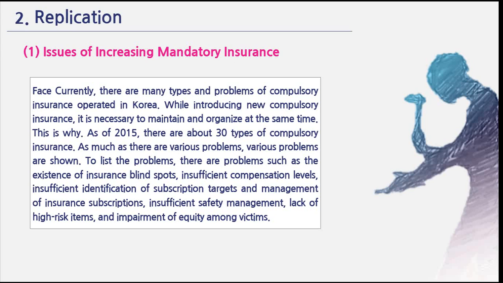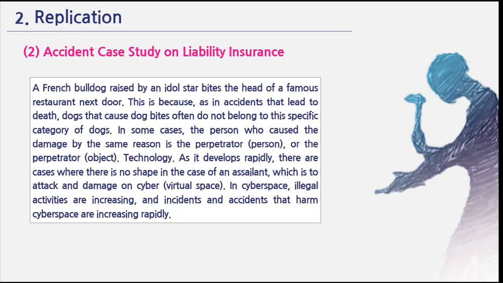As of 2019, there are about 30 types of compulsory insurance. There are problems such as the existence of insurance blind spots, insufficient compensation levels, insufficient identification of subscription targets and management of insurance subscription, insufficient safety management, lack of high-risk items, and impairment of equity among victims.